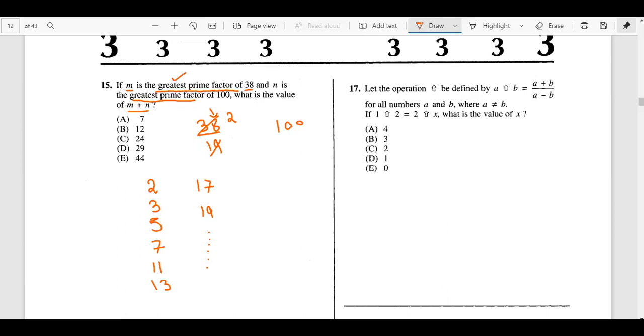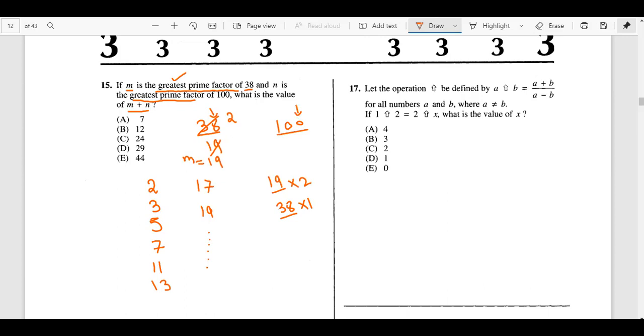Okay, now you need to think of the greatest prime factor. Since 19 into 2 is 38, like 19 is half of 38, you would not have any factor greater than 19 other than 38 itself. Once you have 19 into 2, the next factor would be 38 into 1. So this means that 19 is the greatest prime factor. So m is 19.